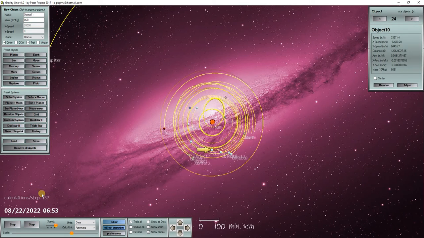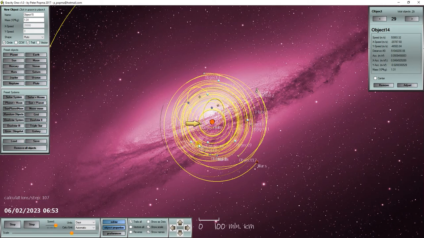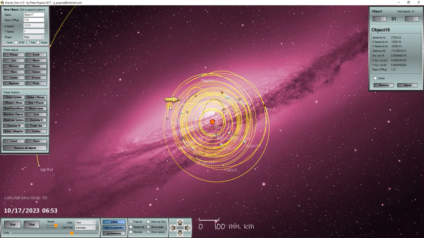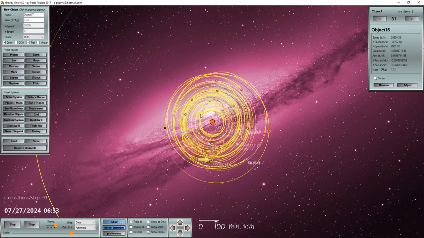Now observe this number. As I keep adding planets, the number drops. Making real-time gravity calculations is really time-consuming. The program automatically makes less accurate calculations as you keep adding planets, and that way we keep getting a fluent animation.